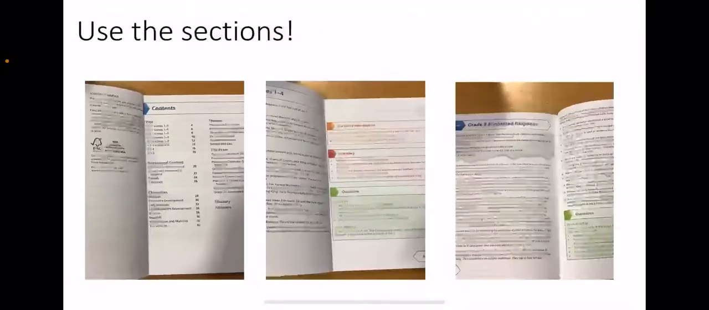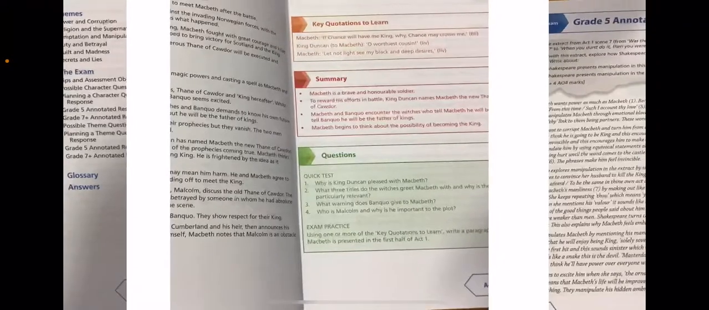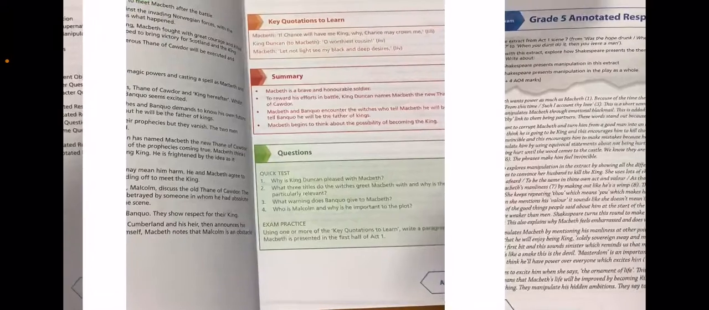On the right-hand sides of the pages, you've got key questions to learn or key quotations to learn, a summary of what has been discussed on the left-hand side, and then some questions to test yourself, and the answers are at the back. Notice that there is exam practice at the bottom of that green box, and every section or page is structured like that.